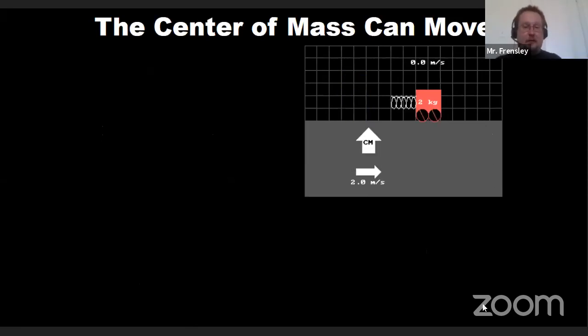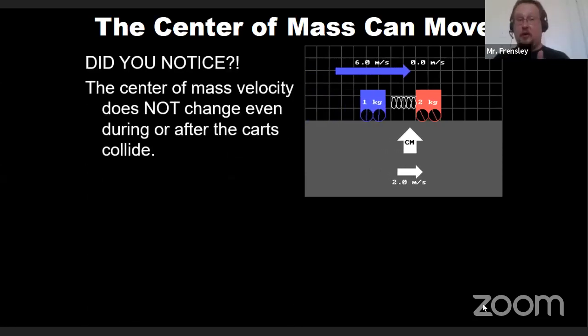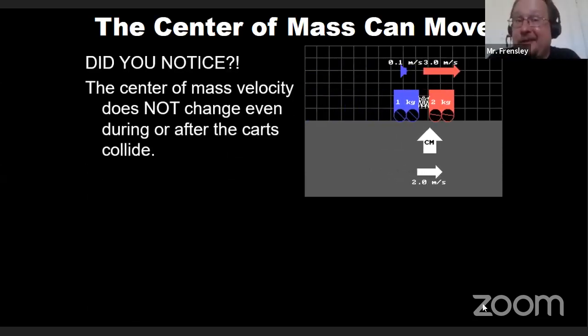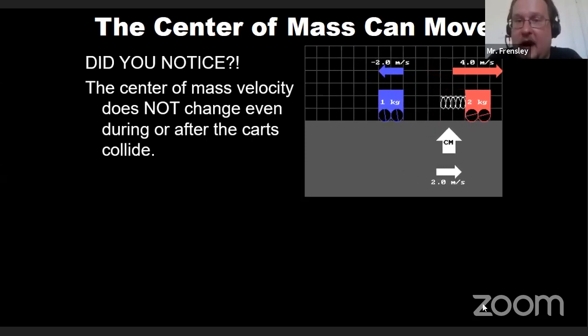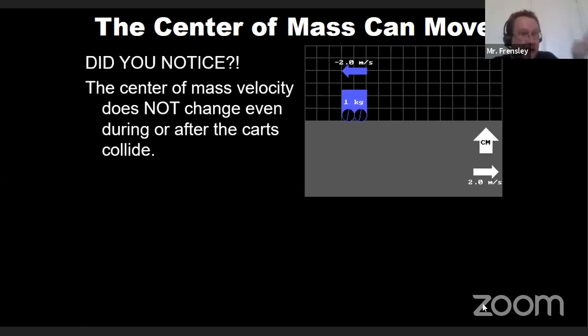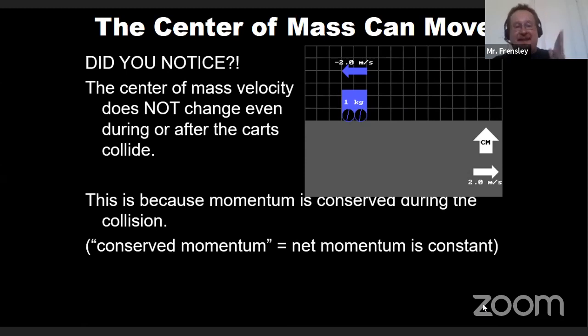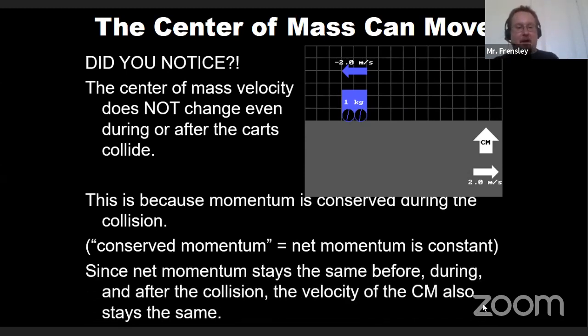So let's see one more time. Here's the center mass going 2 meters per second. But did you notice the center mass still goes 2 meters per second the whole time? Even though the 1 kilogram and the 2 kilogram change their velocity in the collision, the center mass keeps the same speed. This is because momentum is conserved in the collision. Any collision that conserves momentum, the center mass keeps the same velocity. So with conserved momentum, the net momentum is constant.